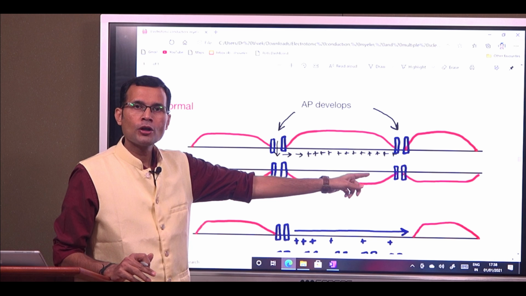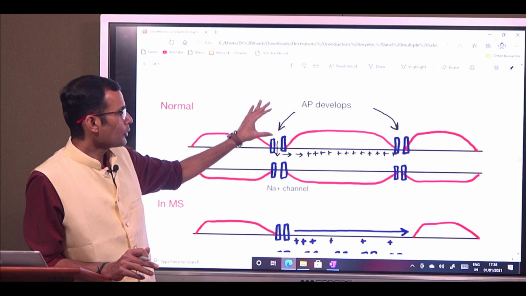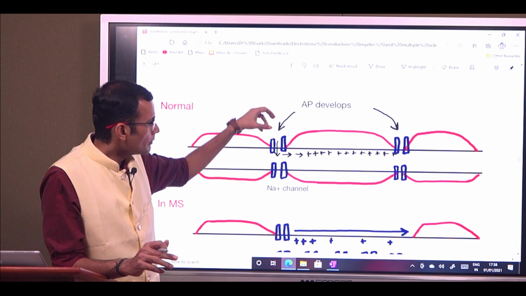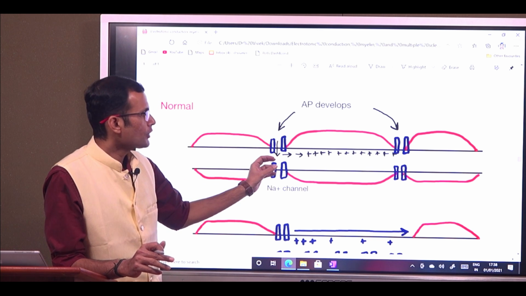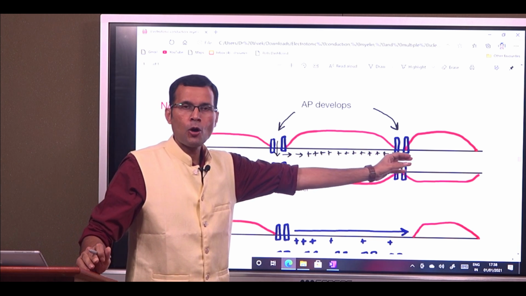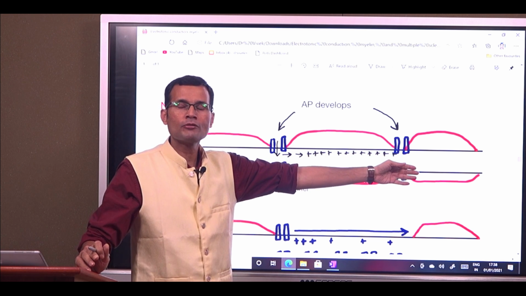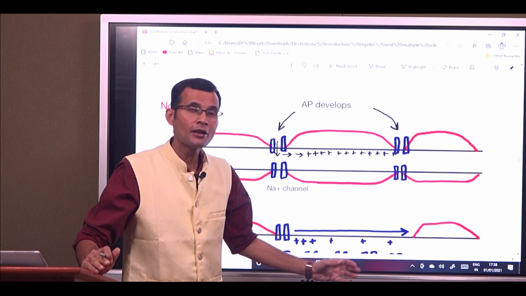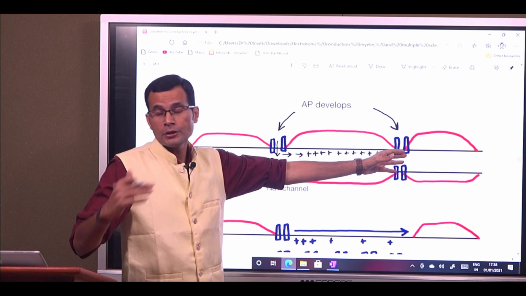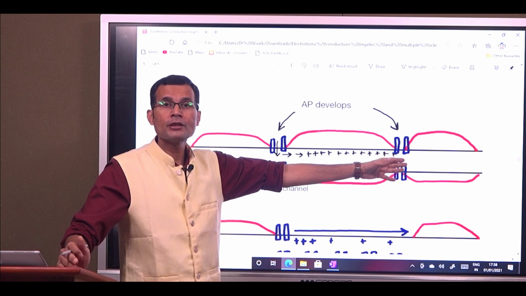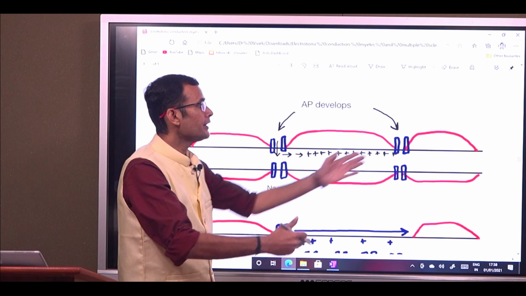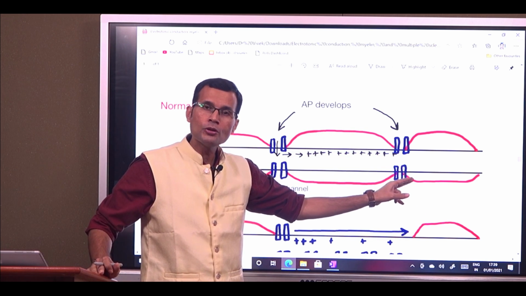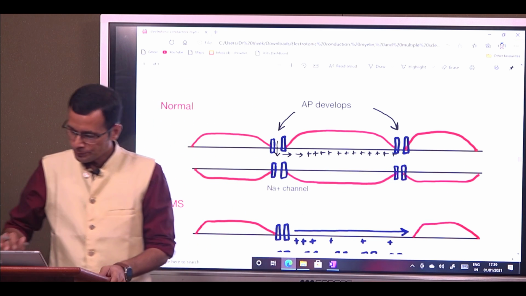Normal axon, normal nerve fiber: the action potential develops at the node of Ranvier, and sodium is carrying the positive charges. They travel a long distance and reach the next node of Ranvier in substantial amount. That current strength is good enough to cause the next node of Ranvier to reach the threshold and generate the action potential. Then the sodium will come in from that node and will travel to the next node.